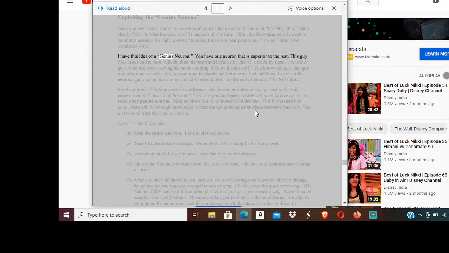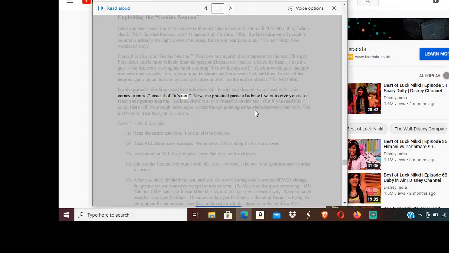I have this idea of a genius neuron. You have one neuron that is superior to the rest. This guy fires faster and is more reliable than his peers, and because of this he is hated by them. He is the guy in the front row waving his hand shouting, "I know the answer." You know that guy is a notorious asshole. So, in your mind he shouts out the answer first, and then the rest of the neurons gang up on him and try and talk him out of it. So the end product is "it's not this." For the purpose of taking cases in conference, this is why you should always lead with "this comes to mind" instead of "it's not."